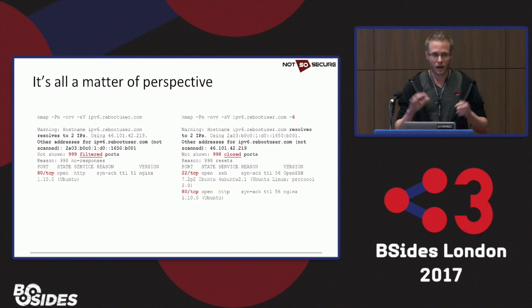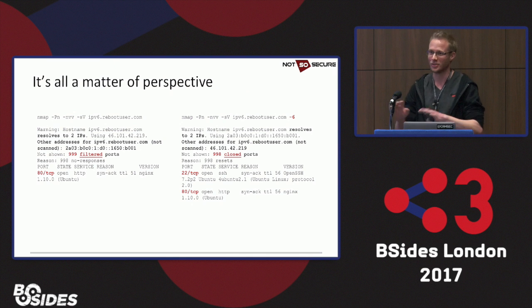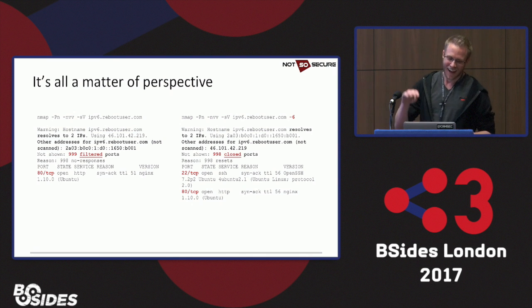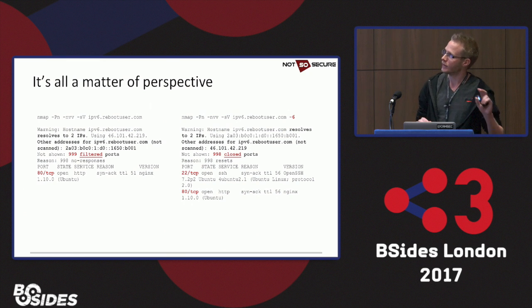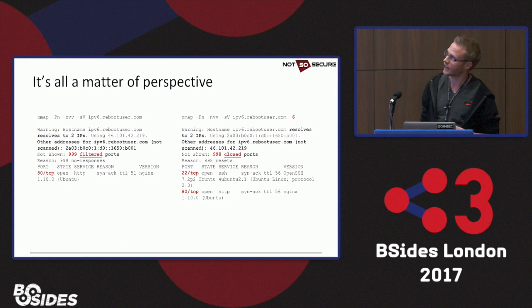So now we know our target. In this case, it's going to be IPv6.rebootuser.com. Please don't try and hack it. It's not secure. It's for this demo. On the left-hand side, we have the IPv4, just a default Nmap scan, okay? So 1,000 ports. We have the IPv4 scan of it. On the right-hand side, we have an IPv6 scan of it.